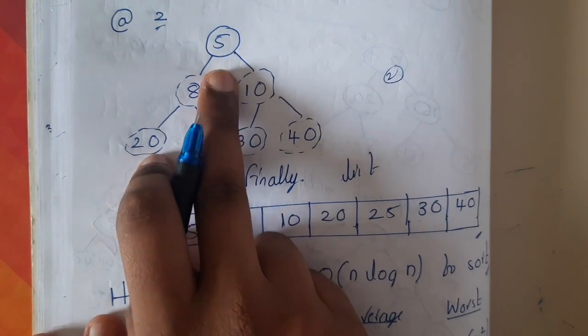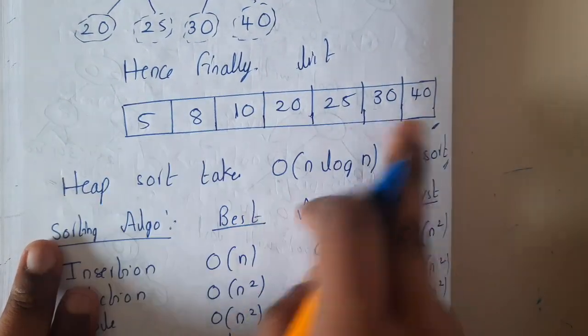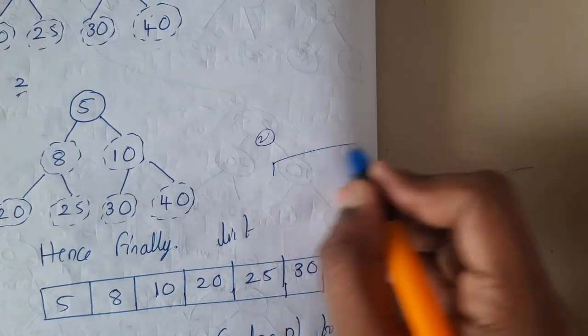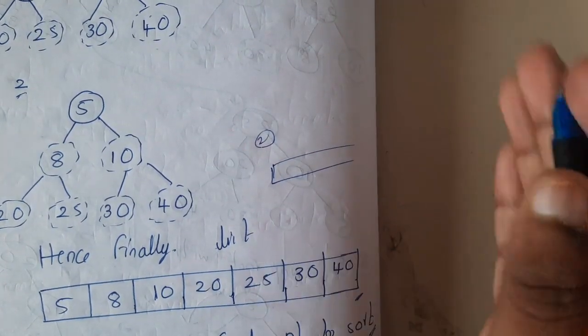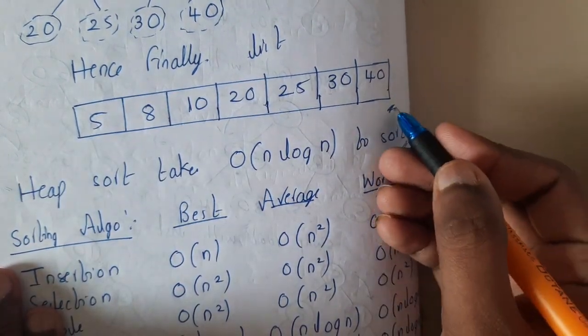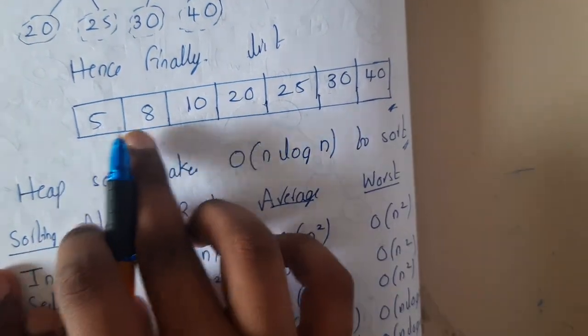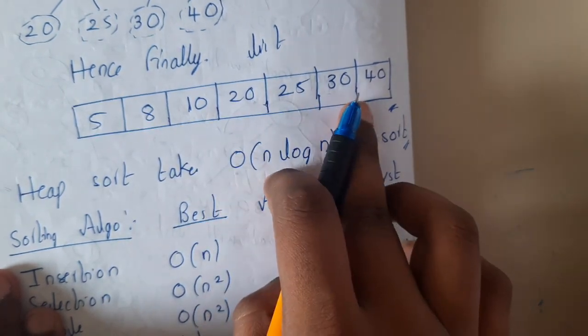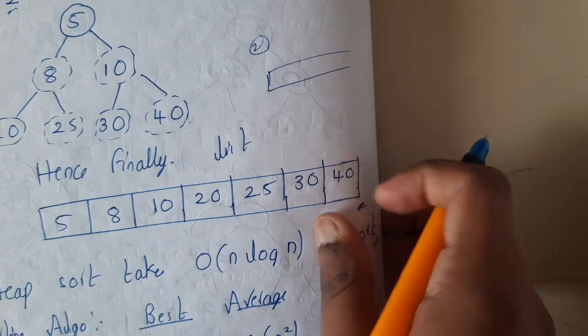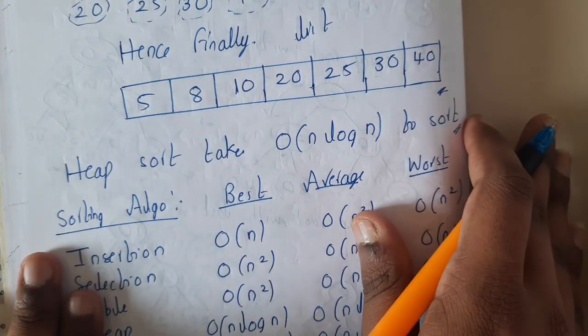So 5 is the minimum value, and if you represent it in a reverse order you'll be getting it this way. If you store them in the order it went outside, that order is nothing but the descending order, or you can even reverse it and make it ascending order: 5, 8, 10, 20, 25, 30, 40. So in this way the heap sort works, guys. So I hope everyone got a clear idea on this heap sort.